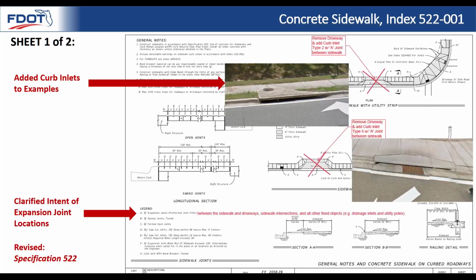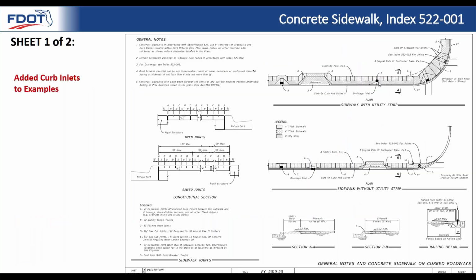So a quick look here at the new index. You can see that we switched out some of the driveway options in the examples to actually show curb inlets and call out the type A expansion joint.